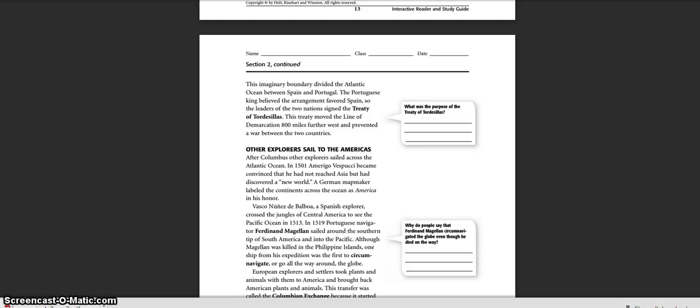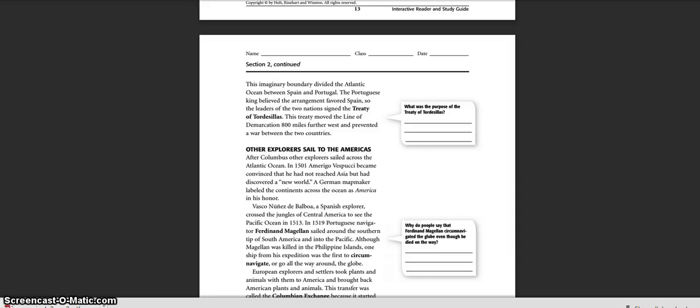After Columbus, other explorers sailed across the Atlantic Ocean. In 1501, Amerigo Vespucci became convinced that he had not reached Asia but had discovered a new world. A German mapmaker labeled the continents across the ocean as America in his honor. Vasco Núñez de Balboa, a Spanish explorer, crossed the jungles of Central America to see the Pacific Ocean in 1513. In 1519, Portuguese navigator Ferdinand Magellan sailed around the southern tip of South America and into the Pacific. Although Magellan was killed in the Philippine Islands, one ship from his expedition was the first to circumnavigate, or go all the way around the globe.